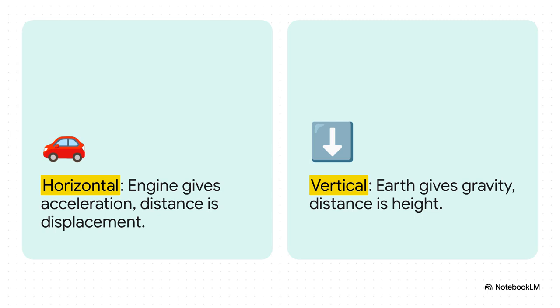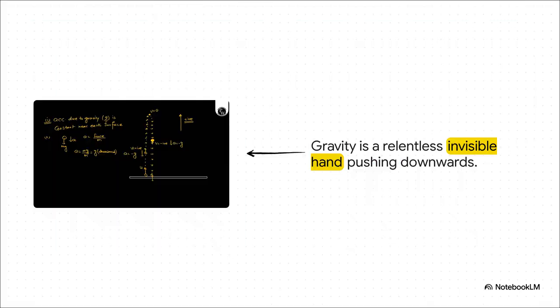In the horizontal world, the car's engine dictates the acceleration, a, and our distance is just a horizontal line on the asphalt, s. But in the vertical world, Earth's massive gravitational pull completely replaces the car's engine. Acceleration becomes negative g, that's our constant downward pull, and our distance s simply becomes height, h. You can kind of think of gravity as this relentless, invisible hand that's constantly pushing downward. Whether a ball is traveling up into the sky or falling back down to the earth, that acceleration of gravity never ever stops acting on it. Because it always pulls down, it slows an object on its way up, literally stripping away its velocity. And then it speeds the object right back up as it plummets back down.